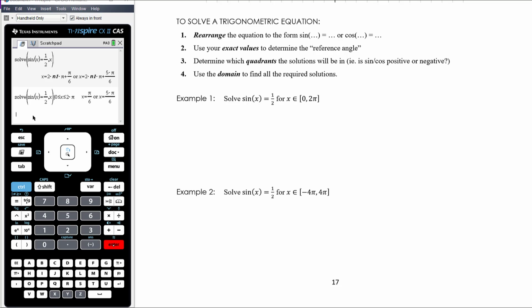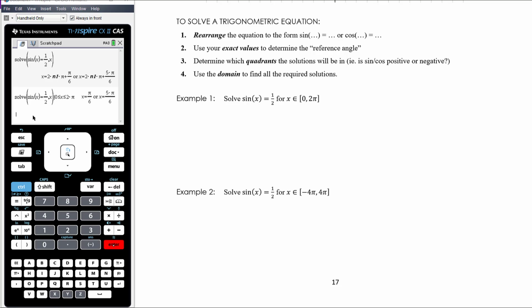Okay. Then we need to work out which quadrants our solutions will be in. This is to do with our cast rule, or having an understanding of when sine and cos are negative, sine being the y-coordinate. Sine or cos are positive or negative depending on what your equation requires. So sine is the y-coordinate, so it's positive in the first and second quadrants, and it's negative in the third and fourth. Cos is the x-coordinate, so it's positive in the first and fourth quadrants, negative in the second and third. And then we need to use our domain.